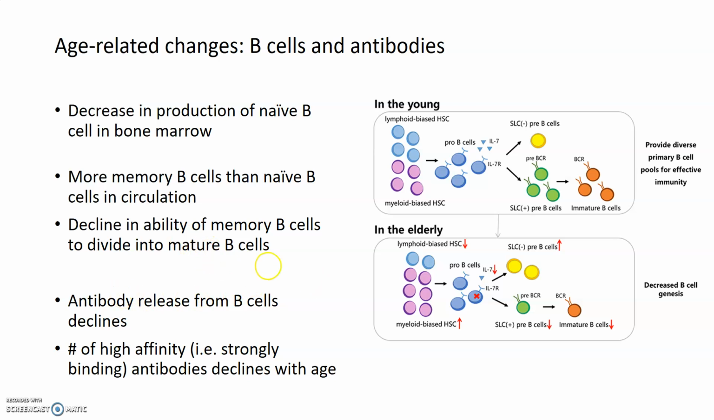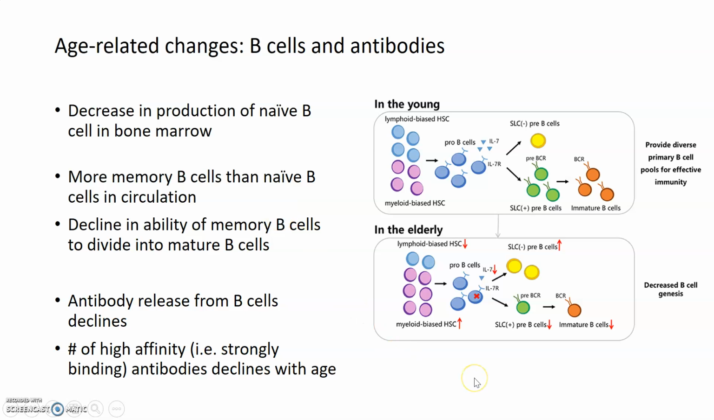And in addition, when we're looking specifically at B cell function, the release of antibodies from an older B cell declines compared to the release of antibodies from a younger B cell. And the antibodies themselves can also decline with age. So both the quality of the antibody, or how strongly it binds to an antigen, as well as the number of antibodies circulating can decrease with age, right? Which can lead to a decrease in the adaptive immune response.